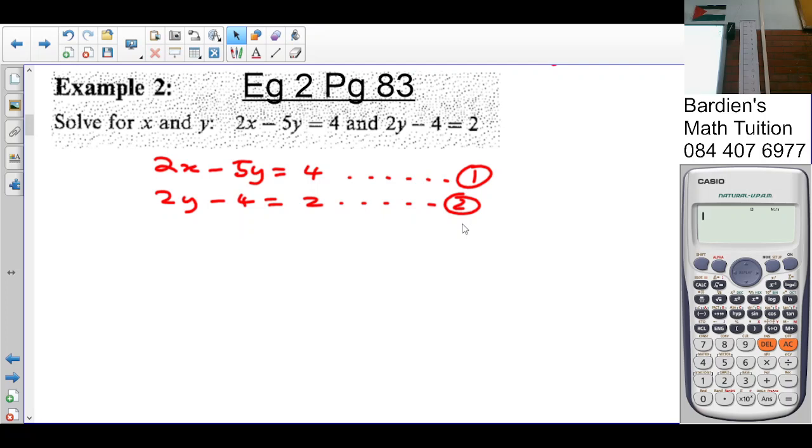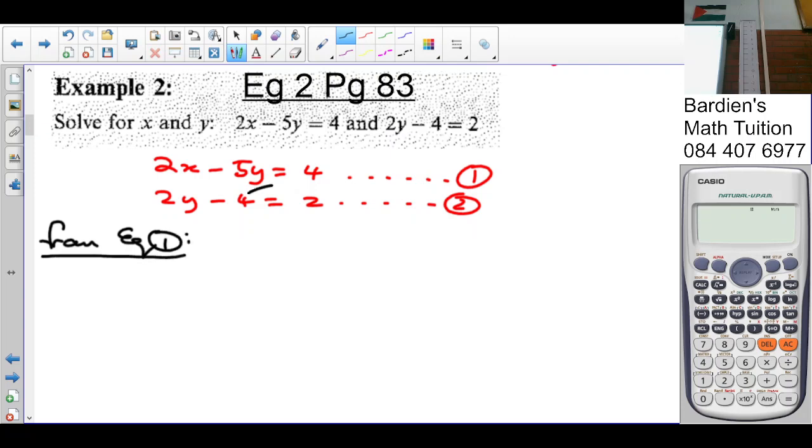Alright, so from equation 2, what can I say? I'm going to take the 4 over, not so? Alright, now you solve for y. Are you guys finished? Yes, okay. You get 2y equals 2 plus 4. What's 2 plus 4? So 2y is equal to 6. Now what? Divide by 2 both sides.